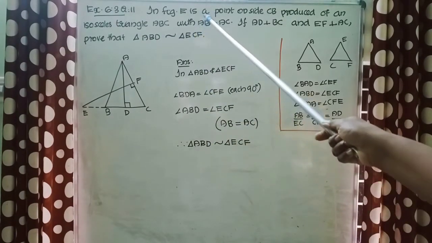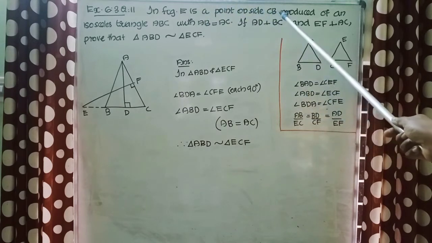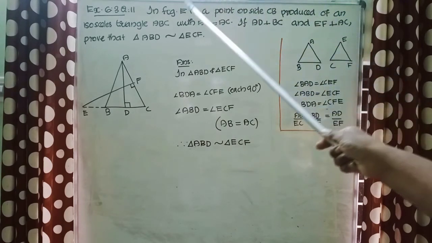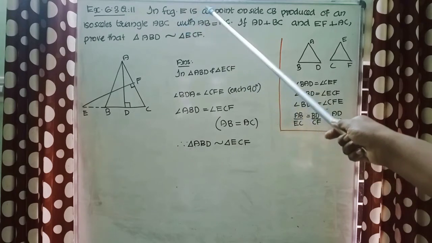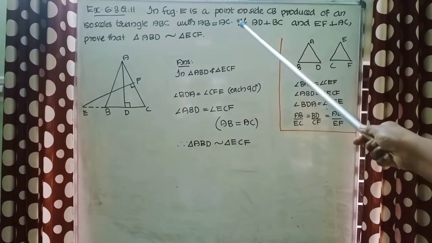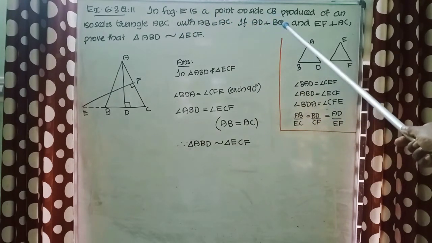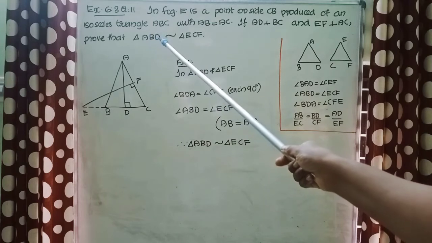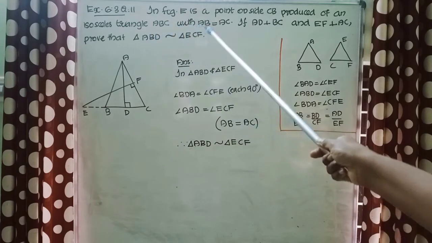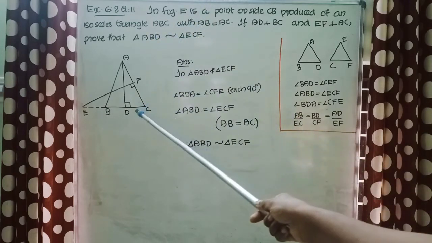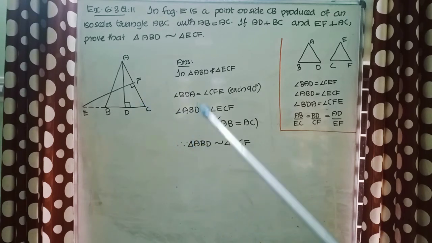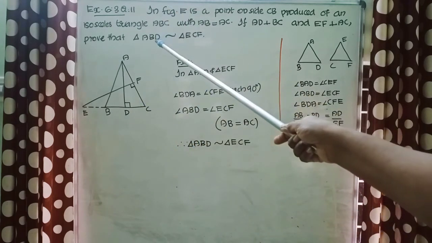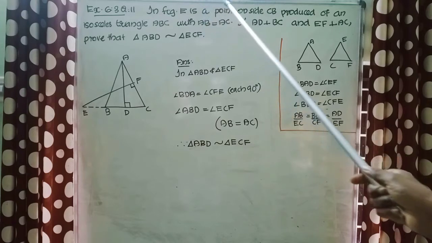In the figure, E is a point on side CB produced of an isosceles triangle ABC with AB equal to AC. If AD is perpendicular to BC and EF is perpendicular to AC, prove that triangle ABD is similar to triangle ECF. Here the figure is also given. So we need to prove triangle ABD similar to triangle ECF.